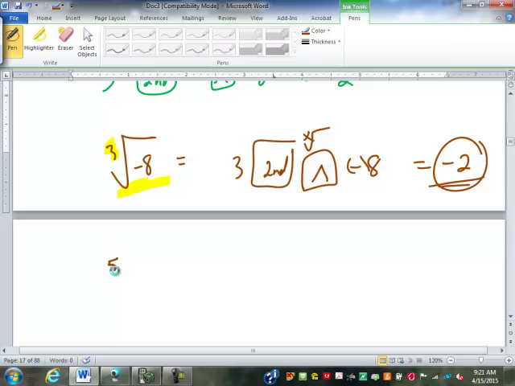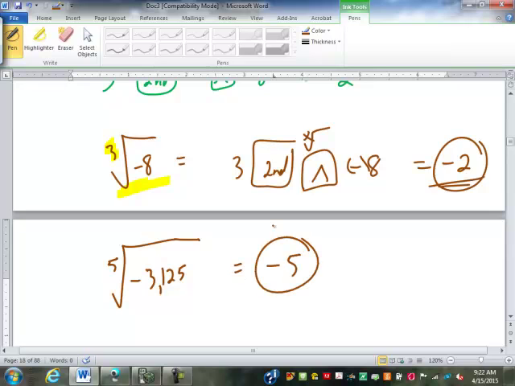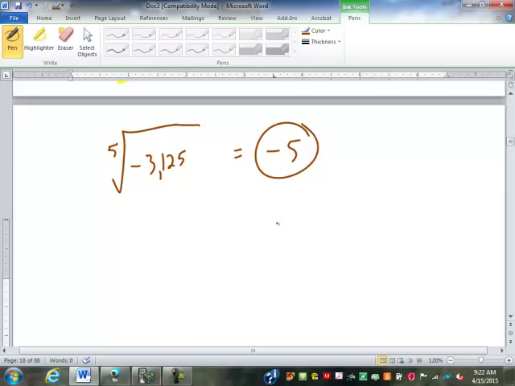Just like we could find the fifth root of negative 3,125. What's that going to be? -5. Very good. Or the third root of -512. Did you get -5 for this one?